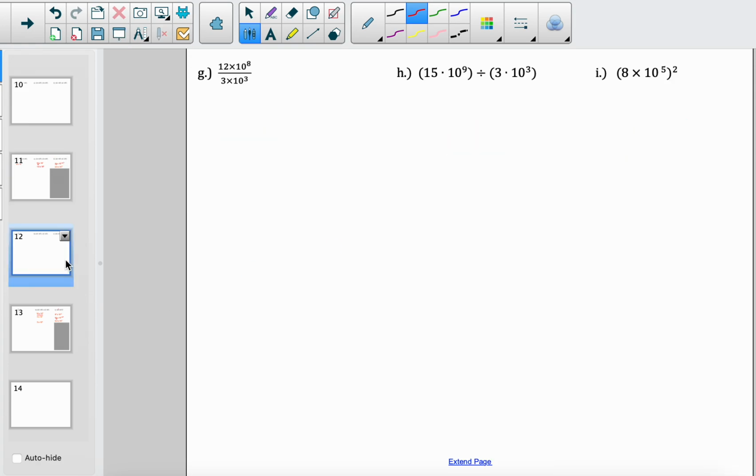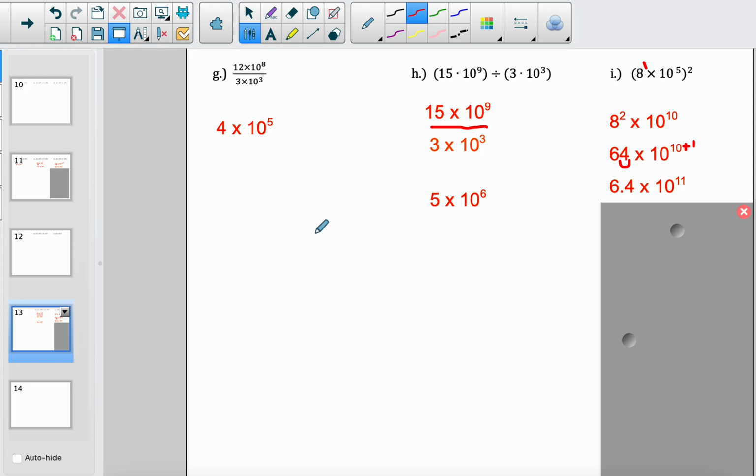So again, sorry for skipping ahead and doing examples G, H, and I before the others, but that should be a good start for you so that you can now practice those scientific notation problems on your own.